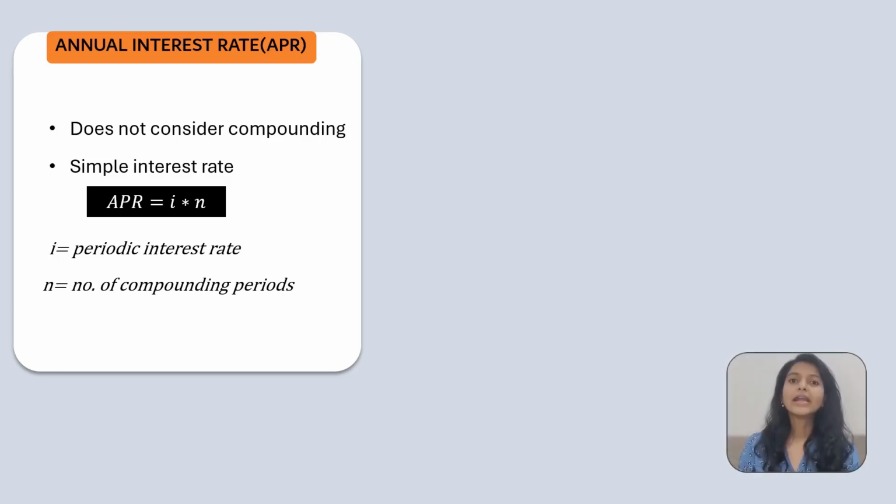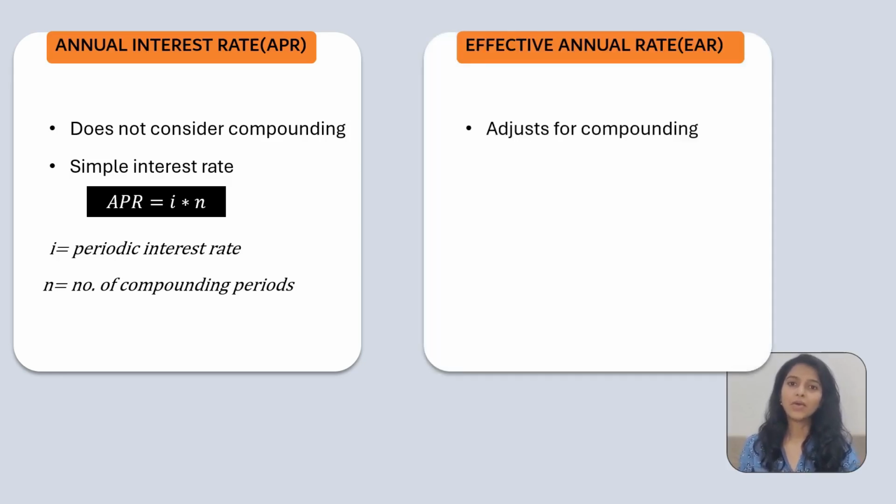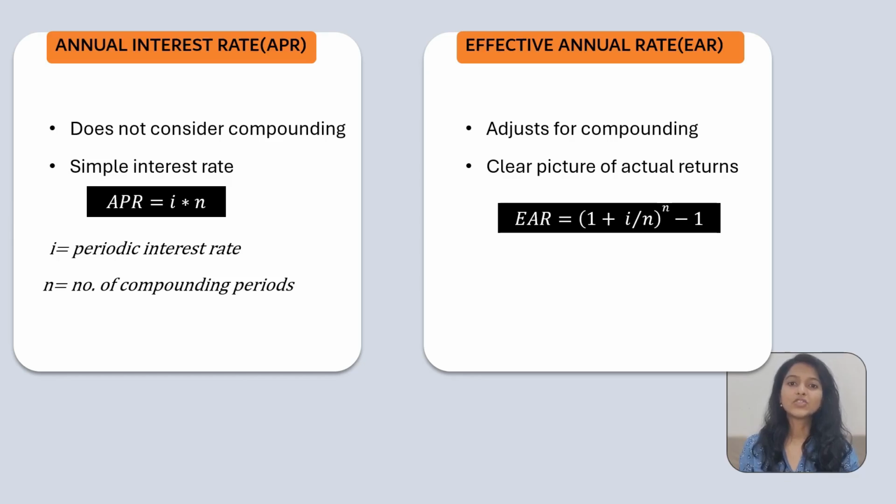On the other hand, effective annual rate is the interest rate that adjusts for compounding. In simple terms, it helps provide a clear picture of investments and their actual returns. It's calculated as 1 plus interest rate divided by number of compounding periods, whole raised to n, minus 1.